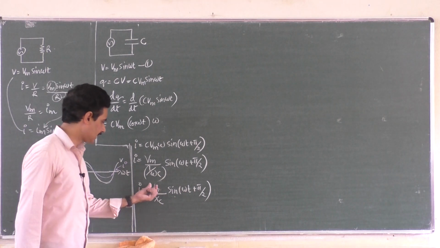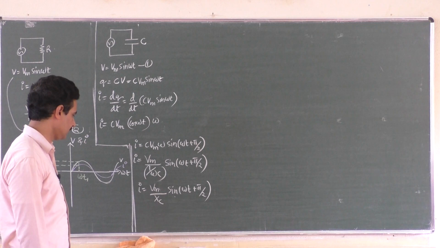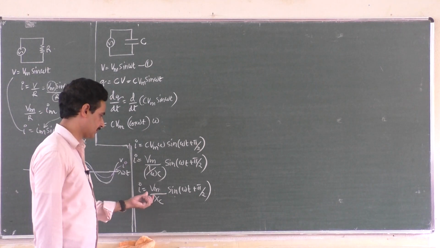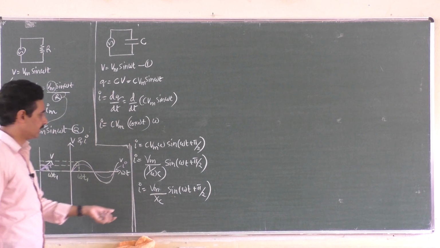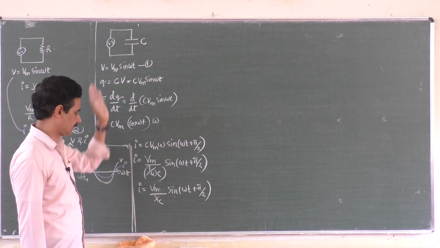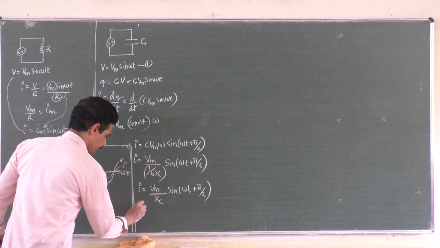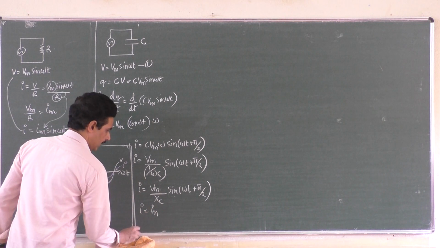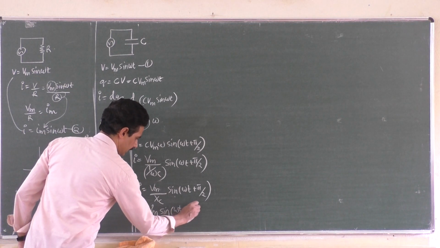Now this voltage divided by reactance, Xc is called the reactance of the capacitor, so that can be treated as the peak value, as if we have voltage by resistance of the resistor. Here it is not a resistor, it is a capacitor. So Vm by Xc is called the Im, that is the peak value of current, Im sine omega t plus pi by 2.